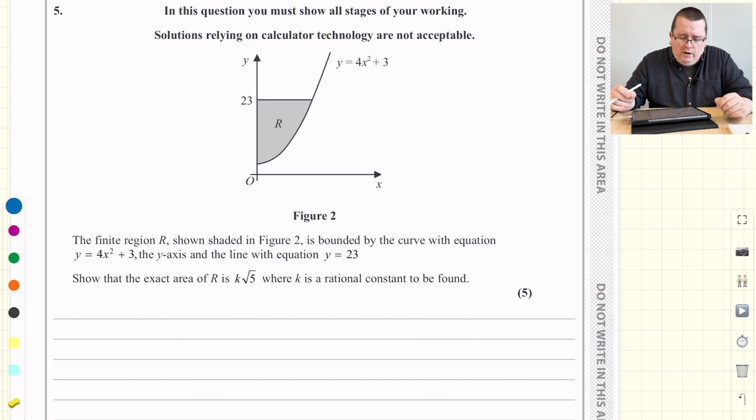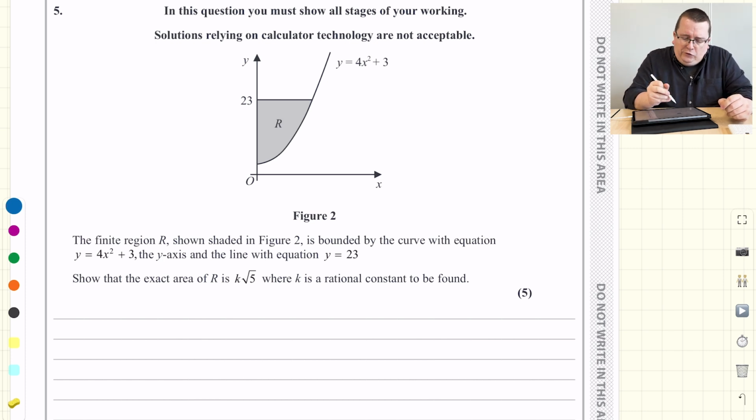The finite region R, shown shaded in figure 2, is bounded by the curve with equation y equals 4x squared plus 3, the y-axis, and the line with equation y equals 23. Show that the exact area of R is k root 5, where k is a rational constant to be found.